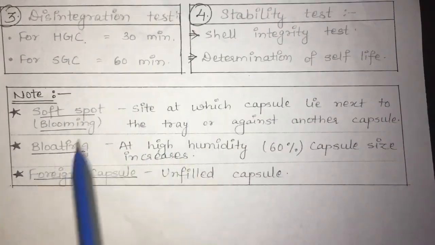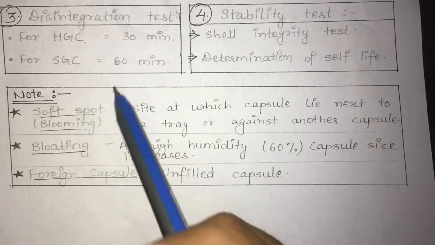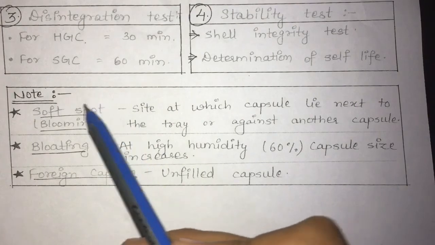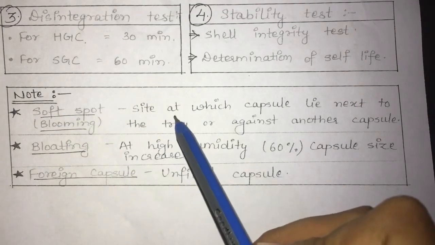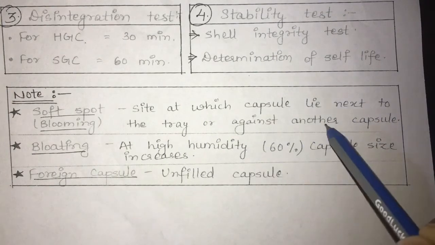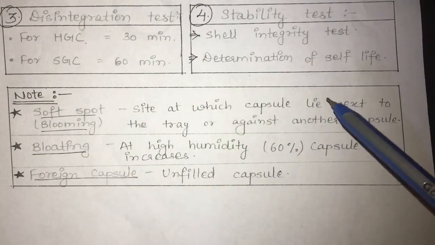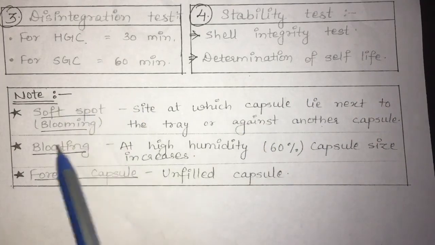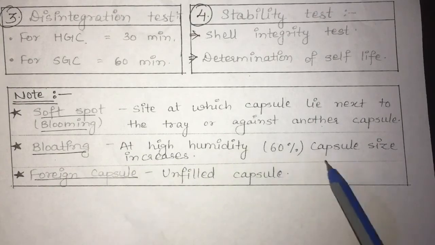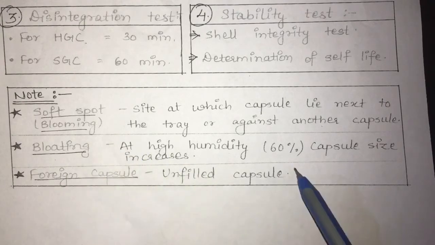Note, it's very important. Soft spot. In the capsule there are some problems which arise after preparation or manufacturing of the capsule. Soft spot: a site at which a capsule lies next to the tray or against another capsule. It gets soft sometimes when it touches other capsules, so this is a precaution we should use. Bloating: at high humidity, 60%, capsule size increases. Foreign capsule: an unfilled capsule.